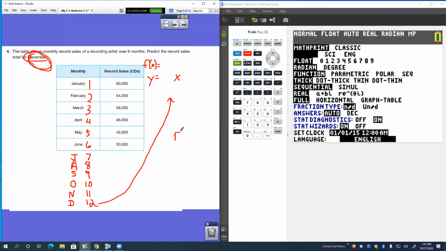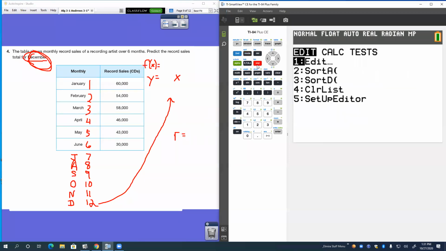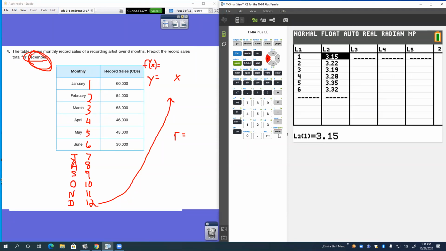We also want to figure out our r value. So let's go to Stat and go to Edit. I want to show you something that you might accidentally do at some point in time. Our numbers of our months are exactly the same, so we don't have to change our L1 at all. But go over to L2.